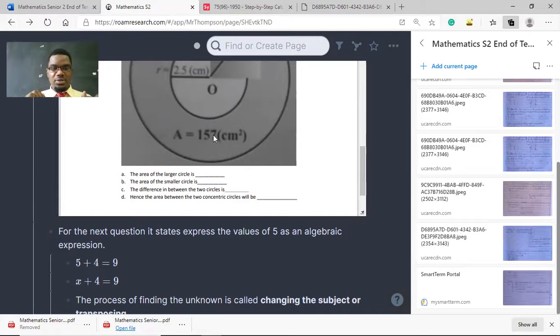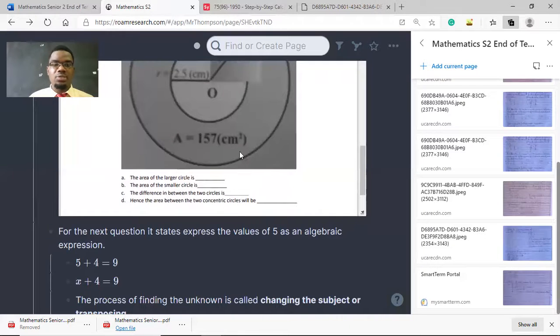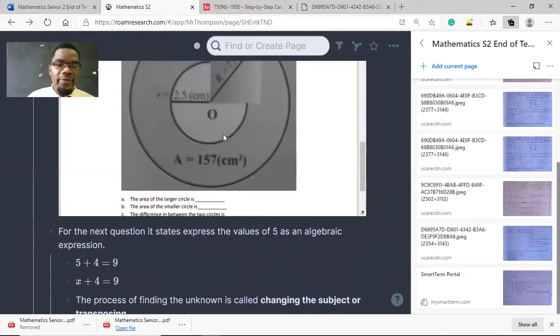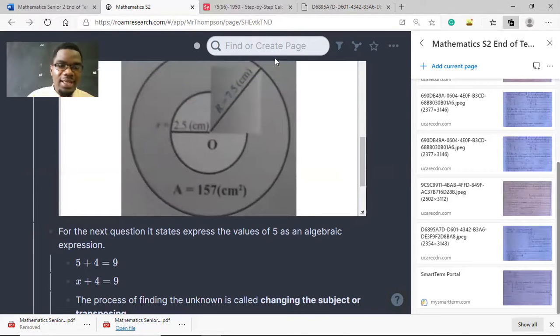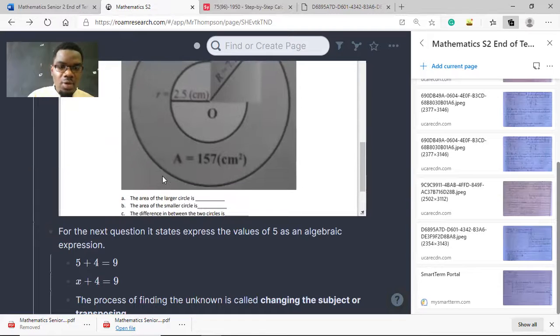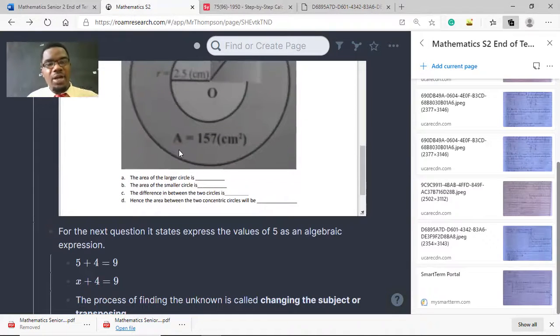So now it's asking you to say, hence, the area between the two concentric circles. So what does this mean? Let's say you didn't find the two areas of the circles and you couldn't subtract them. All you would have to do then is subtract the lengths, right? So you could say 7.5 minus 2.5. That gives me the region here, right? So now when I know that, then I find the area of that distance.